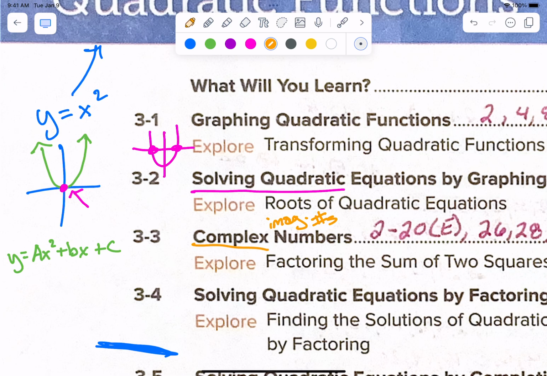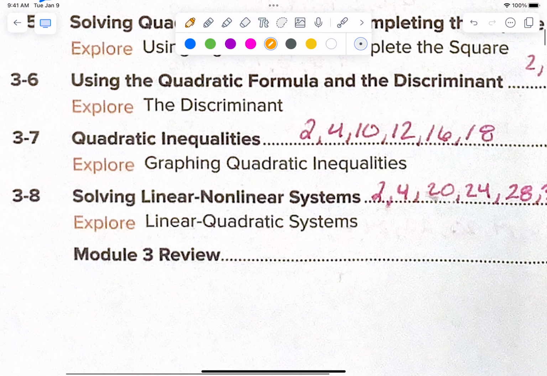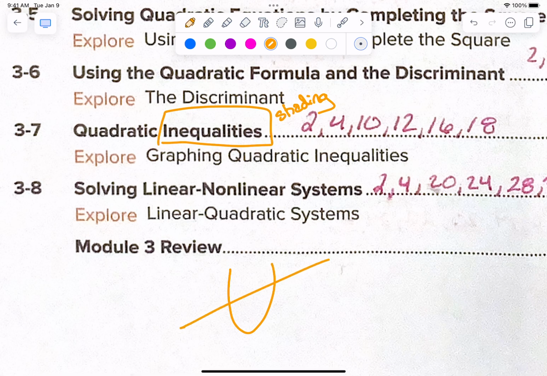Imaginary numbers. Factoring, completing the square, finding the discriminant. We know what this is: an inequality. What's an inequality from last chapter? A greater than or less than. So this is probably going to involve shading of some sort. And then solving linear-nonlinear systems. So we have parabolas and lines that are going through each other and that type of thing. So we're solving those. Good. That's a preview of the chapter.